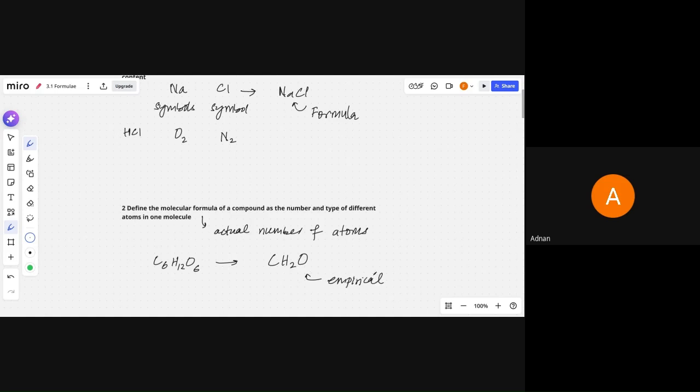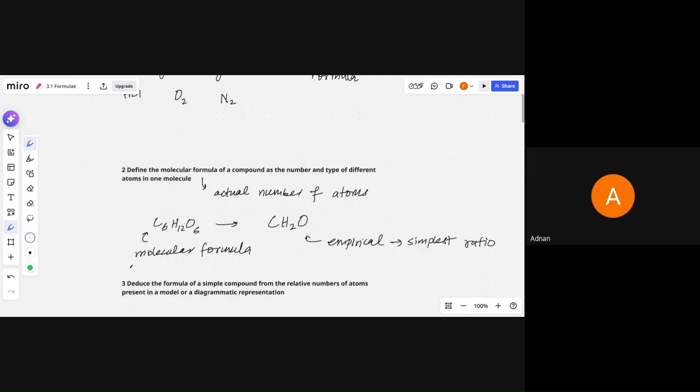So what is empirical formula? Empirical formula contains the simplest ratio of atoms in a molecule, and this is going to be the molecular formula. In a molecular formula, we have the actual number of atoms. So in glucose, we have 6 carbon atoms, 12 hydrogen atoms, and 6 oxygen atoms.